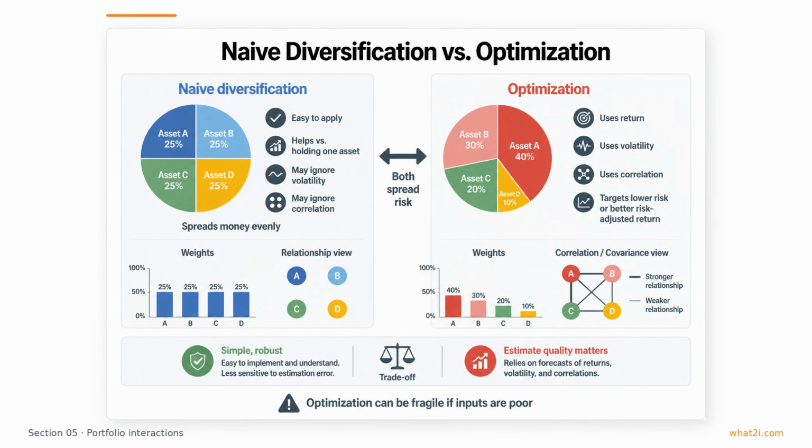Optimization tries to use expected return, volatility, and correlation together to build a portfolio that better matches a chosen objective, such as lower risk or better risk-adjusted return. The trade-off is that optimization depends heavily on the quality of its inputs. So the choice is often between simplicity and robustness on one side, and precision with estimation risk on the other.